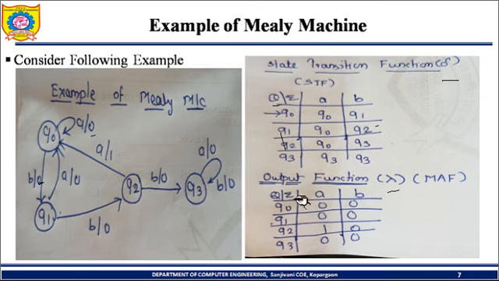Same way Q1 after accepting A as the input, it will generate the output as 0. So here we have written 0. Q1 after accepting B as input, it will be in the Q2 state, but at that time output is 0. So here we have written output as 0. Same way Q2 after accepting A, it is in Q0, output is 1. So Q2 after accepting A, it will generate the output as 1. Like this we have constructed the transition table for delta as well as lambda function.